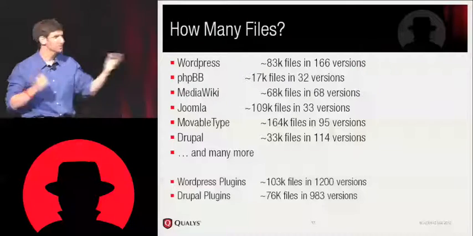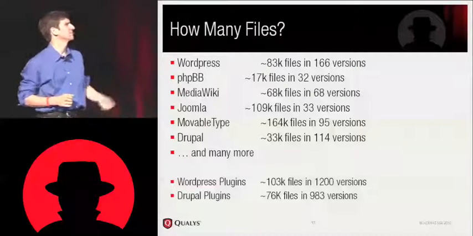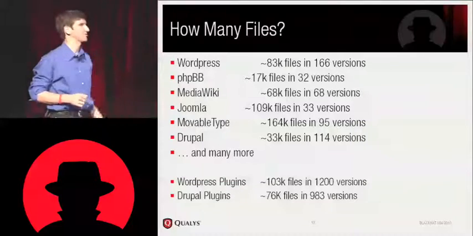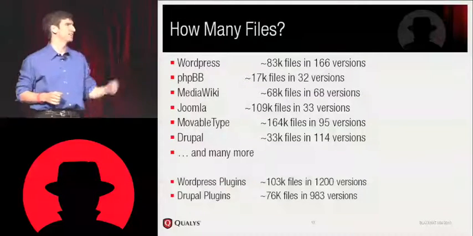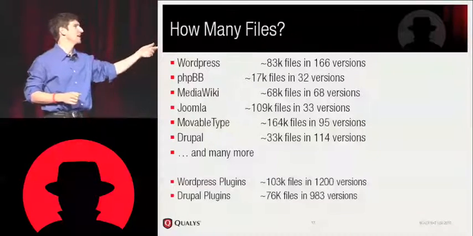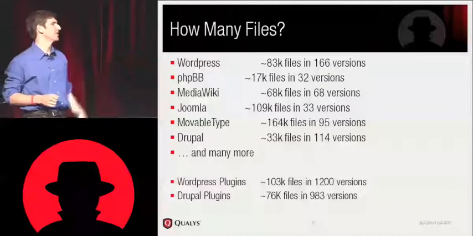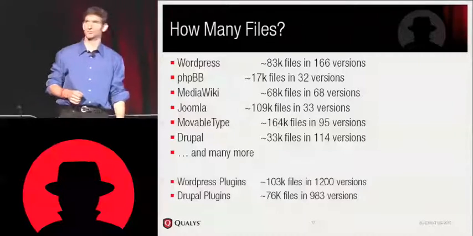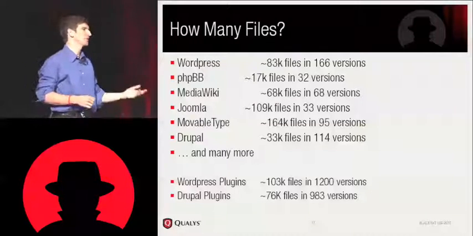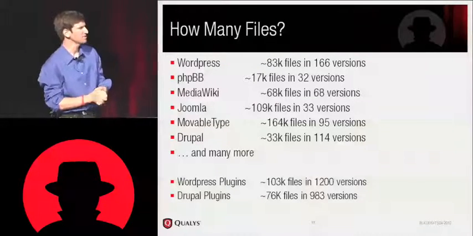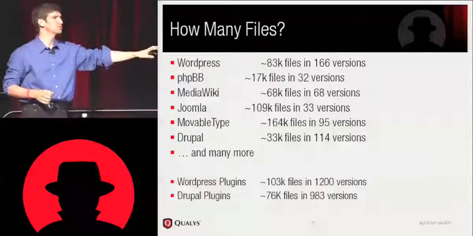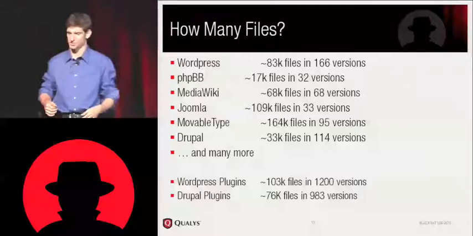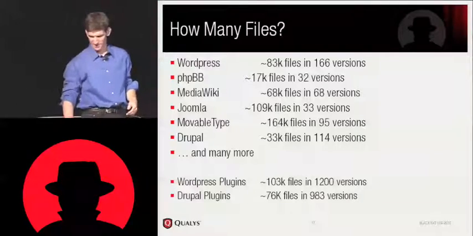Got currently 166 versions of WordPress, 32 versions of PHP-BB. We're supporting a lot of different versions of each of these web applications, and many files within there. Got support for a couple of plugins. I'm just doing 2 right now to show that the technology worked. We'll add more later. But you can sort of see that explosion of different artifacts to deal with when we get down to plugins. 1,200 versions of WordPress plugins that we can uniquely identify.